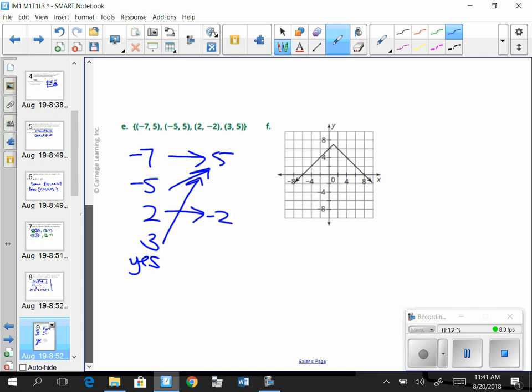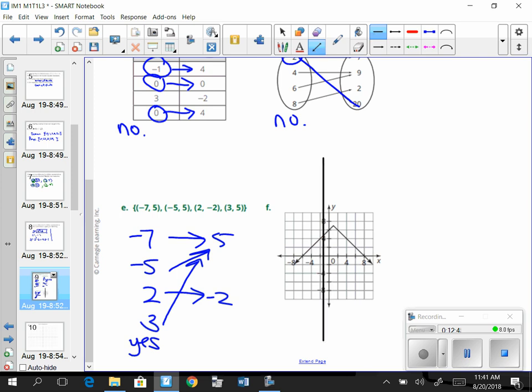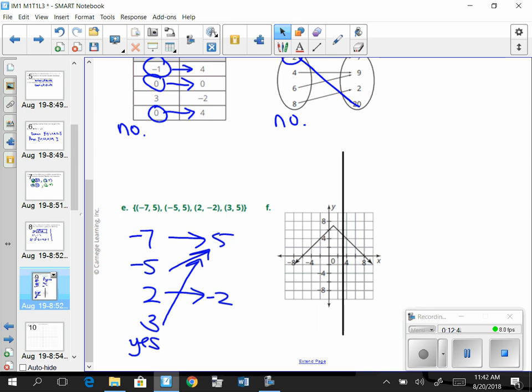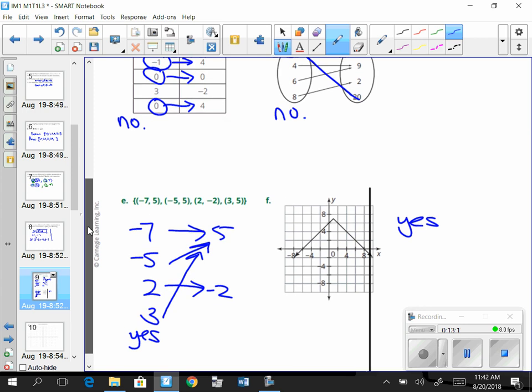And part F. The easiest way for me to check part F is try the vertical line test. That's the easiest way to do it with a graph. No matter where I put my vertical line, that vertical line only goes through the function one time. If there's anywhere that the vertical line goes through more than once, we say not a function because for that input, we had two outputs. In this particular picture, every input has one output. So yes, that's a function.